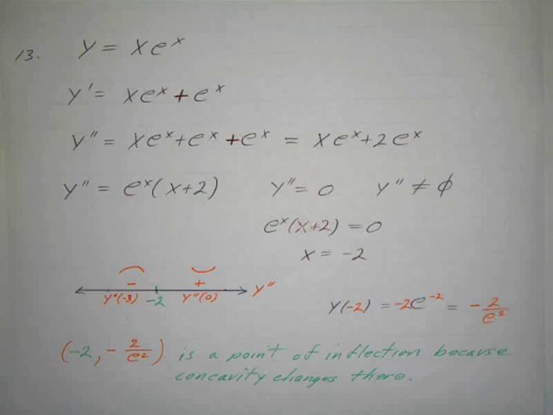Okay, now I have to find the y value for the point. So I look at the original function, x e to the x, and I put negative 2 in this original function, and I get negative 2 e to the negative 2, which is negative 2 over e squared. So my point of inflection is negative 2 and negative 2 over e squared. And that's the point of inflection because concavity changes there.